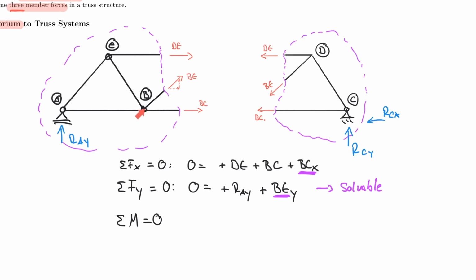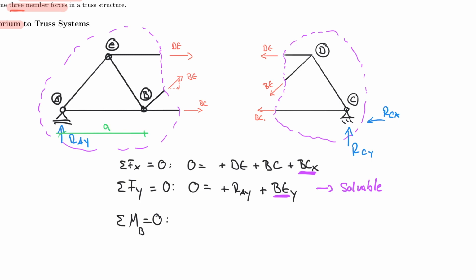And that means if I take the sum of the moments about this point, then the only unknown is DE. So let's write that down, how that works. I would take the sum of the moments about B, and let me also include some dimensions here, or some random dimensions, if you will. I probably need this dimension from here to here. I'm going to call that A.